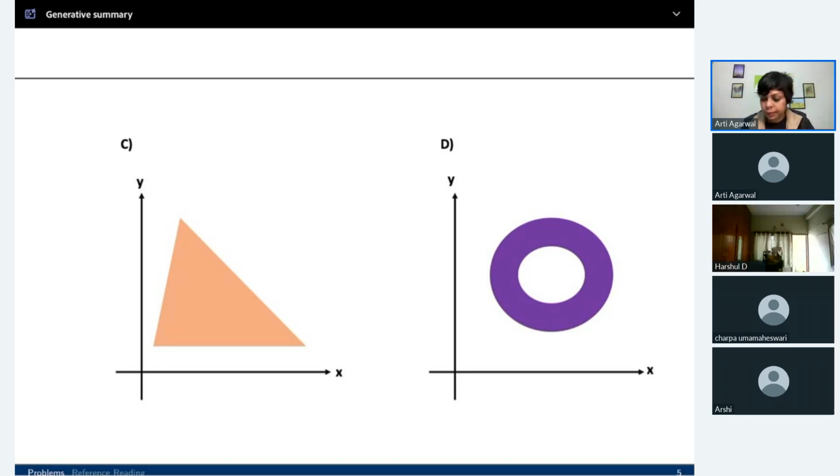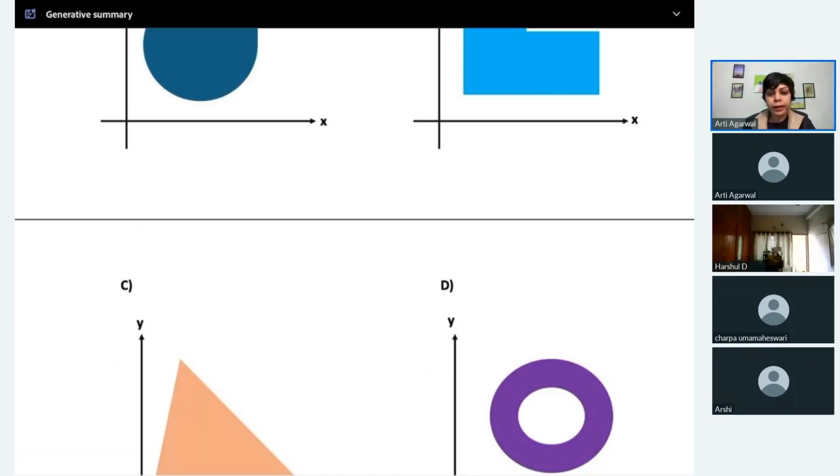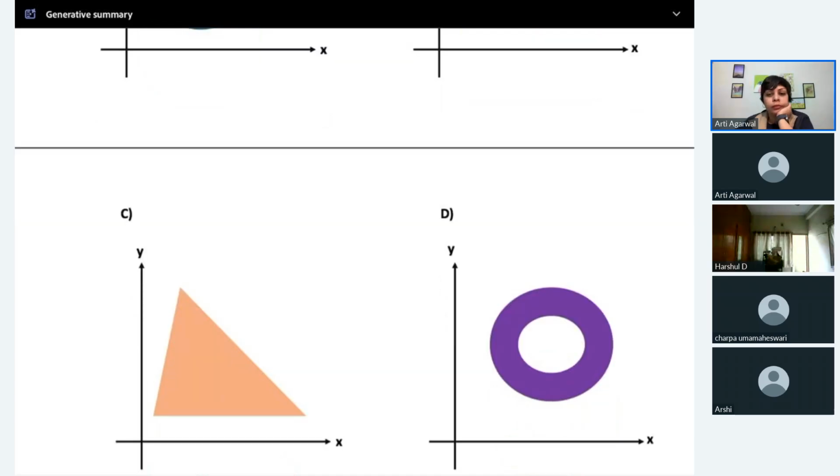Okay, somebody has answered. Anybody else? Good. Anyone else wants to try? Can someone explain also why A and C will be convex? It's not that difficult actually.